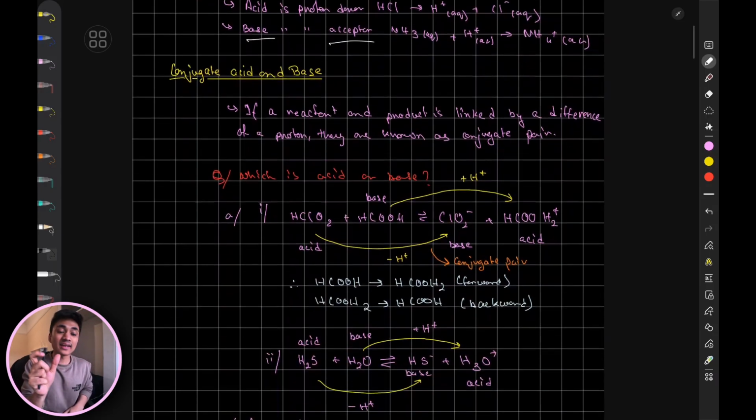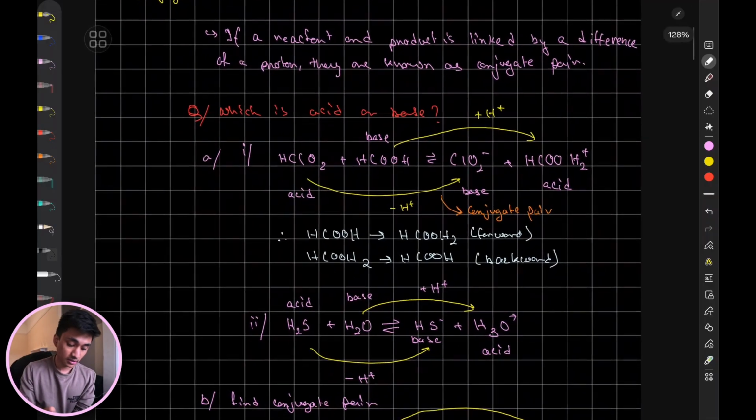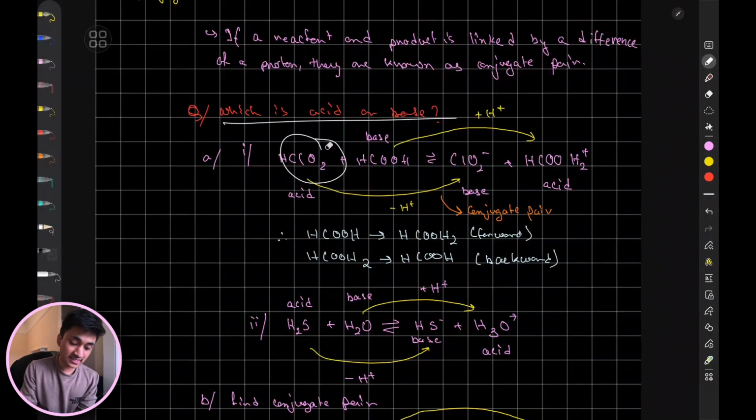Now, conjugate acid and base, what does that mean? If a reactant and the product are linked by a difference of one proton or an H+ ion, it is known as a conjugate pair. Let's see what that means. Let's take an example. HClO2, I guess chlorous acid it is, and HCOOH, methanoic acid.